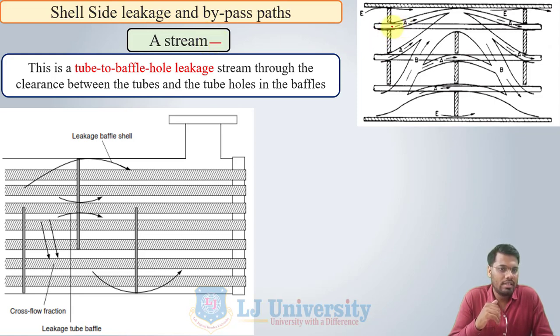Here in this figure you can see stream A, which is the tube to baffle hole leakage. We have discussed that there is a clearance between the tube hole and the outer diameter of the tubes. So there is a clearance between the baffle hole and the tube, and from that clearance the fluid is going to bypass or leak. This is the tube to baffle hole leakage stream through the clearance between the tubes and the tube hole in the baffles. So this is stream A, which is not going to participate in heat transfer.